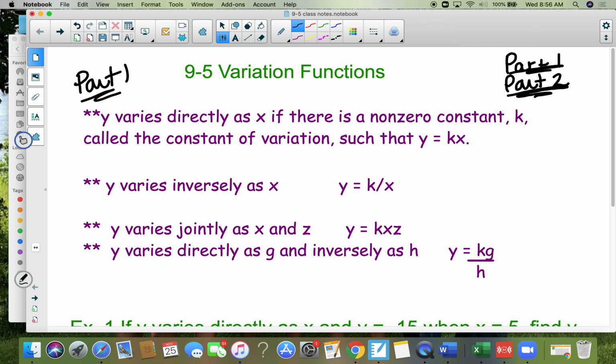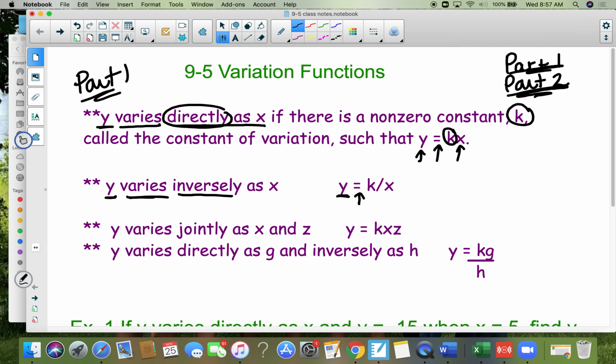Okay, variation functions. When you see "y varies directly as x," I'm just going to pick apart the words. When you see y, it's going to be a y. Varies means equals. Directly means to multiply, and you always are going to have a k in your problem, and your k is always on top. So you're going to multiply these two together when it says directly.